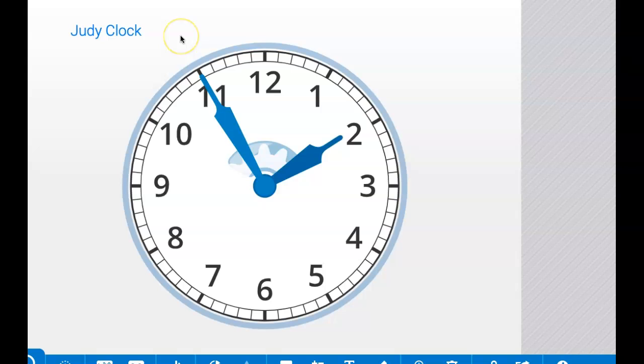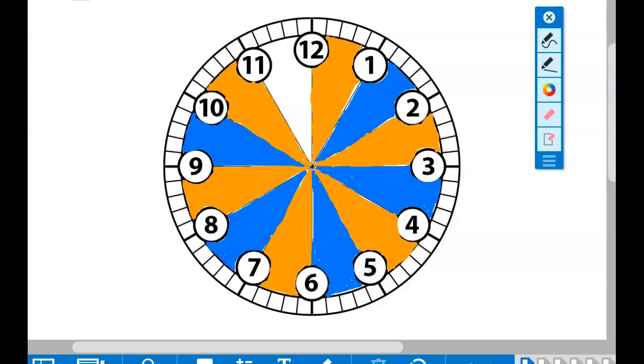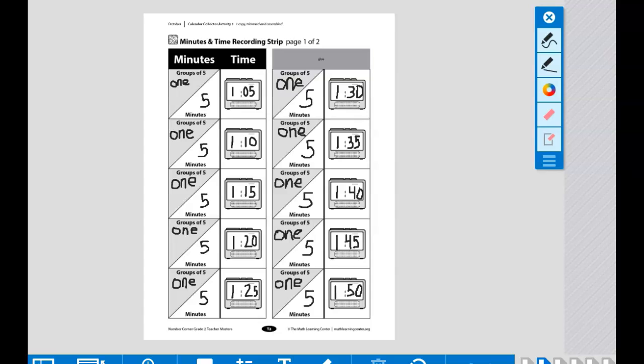Now let's have a look at how I've collected these groups of 5. Let's look at our collection. Now I've gone and filled in our whole group clock to fill in every other group of 5 minutes. What do you notice about our clock? You may have noticed that there's only one piece of our clock that isn't filled in yet. You may also have noticed that my pattern of orange, blue goes all the way around the clock until our empty spot.